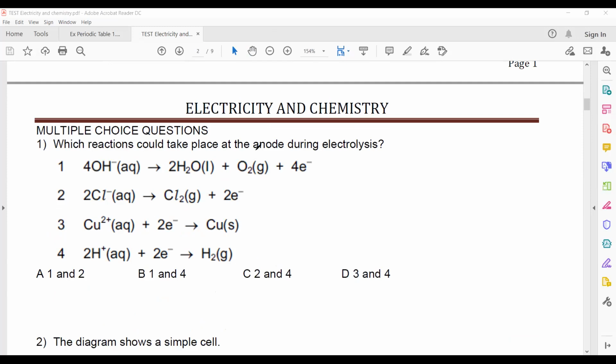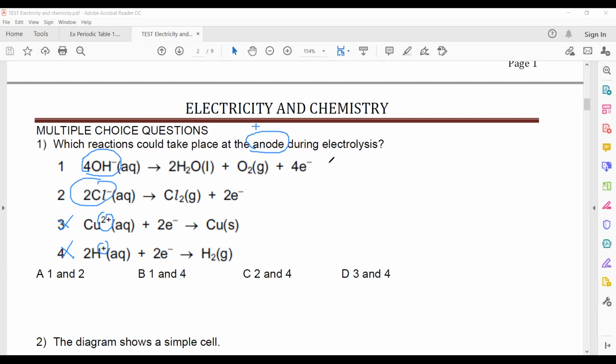Which reaction could take place at the anode? Anode is the positive terminal, so the positive terminal always attracts the negative ions. These two are positive ions, so they cannot move towards the anode. Why can't they move towards the anode? Because you can see they are positive ions. Positive ions are not attracted towards the anode, they are attracted towards the cathode. So this could not happen. So the hydroxide ion can move or the chloride ion can move.